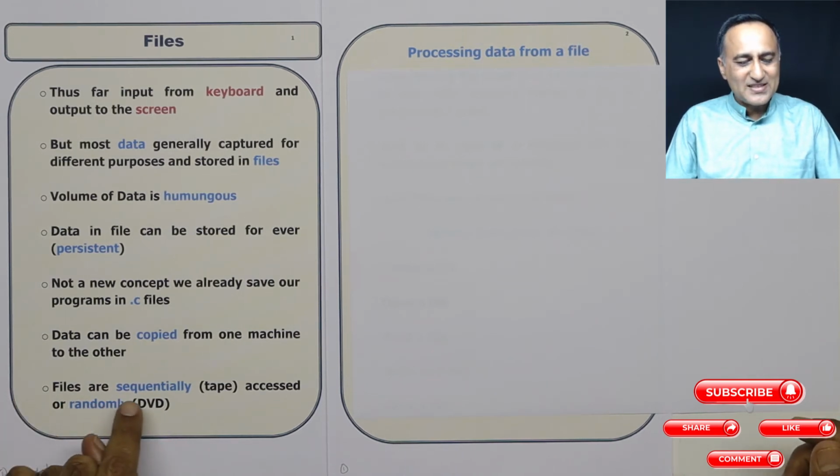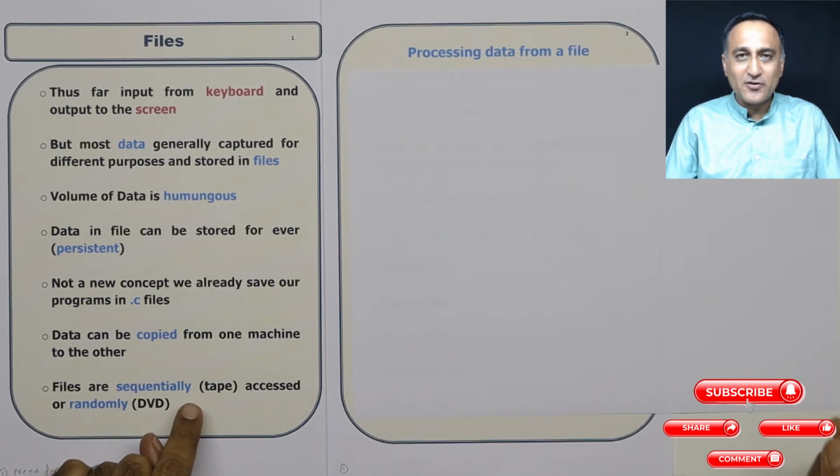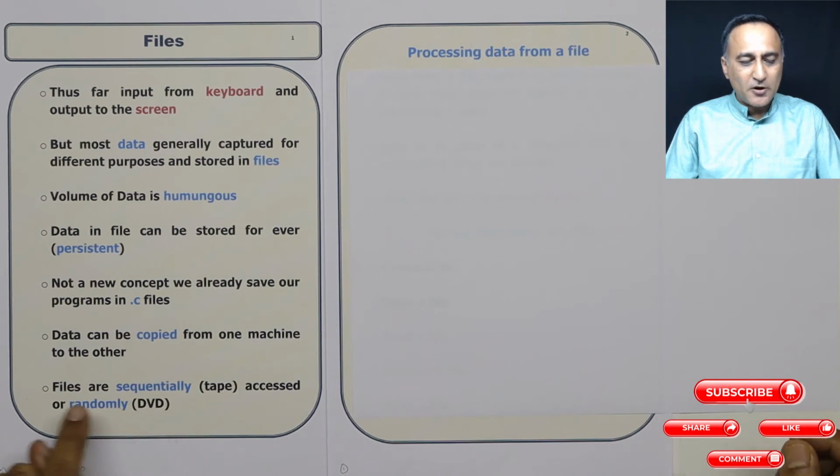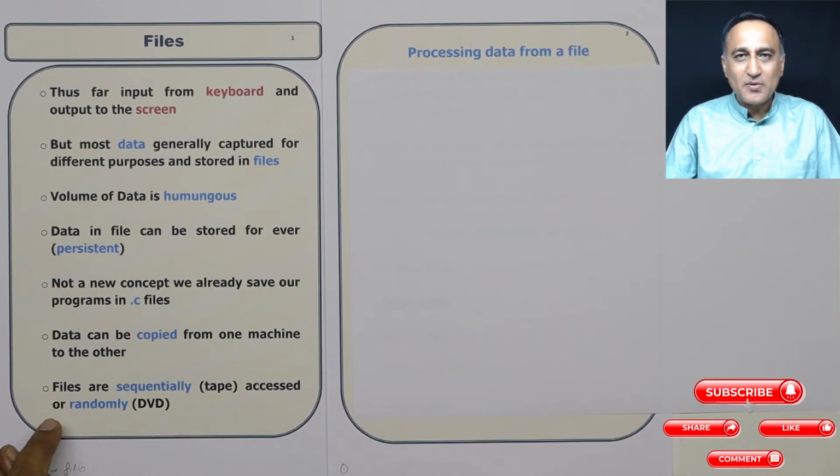Now, there are two major ways in which files are stored or processed. One is that files are stored sequentially and read sequentially, as in the case of a magnetic tape. But if you are accessing data from a DVD, data is stored in different tracks, so you can straight away go to that particular track and get the required data.